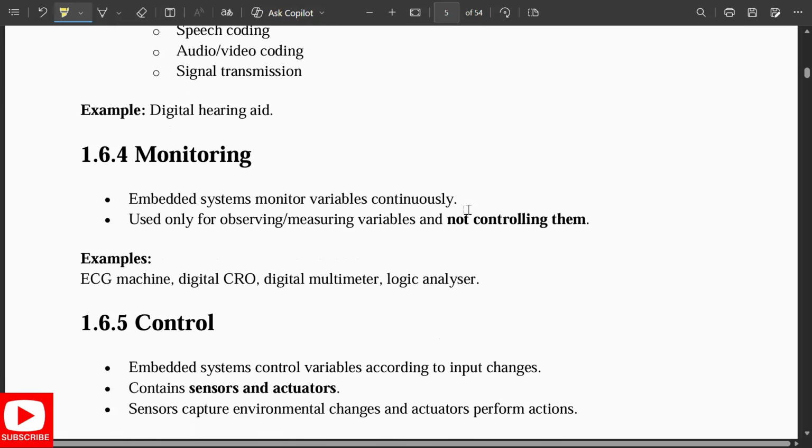Next is monitoring. Here, embedded system monitor the variables continuously. So here they are used for observing or measuring the variables and not for the control. Example is in the ECG we can see, we cannot alter. Then the digital CRO, the digital multimeter, and the logic analyzers are the examples.